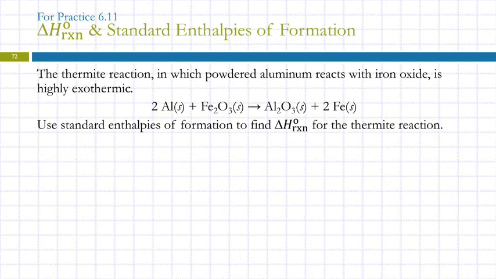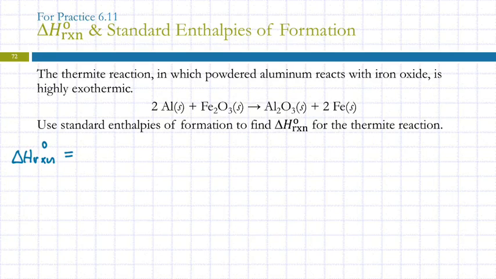Let's do an example. The thermite reaction, very fun, in which powdered aluminum reacts with iron oxide is highly exothermic. Yeah, it is. You end up with molten iron. So there's the reaction. Use standard enthalpies of formation to find the standard heat of reaction for this. So what we're going to do is look at this chemical equation, and we're going to say, okay, well, the delta H reaction for this, we're going to have the heats of formation for the products.